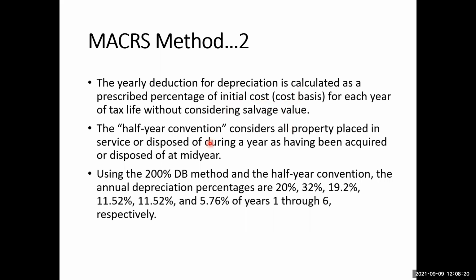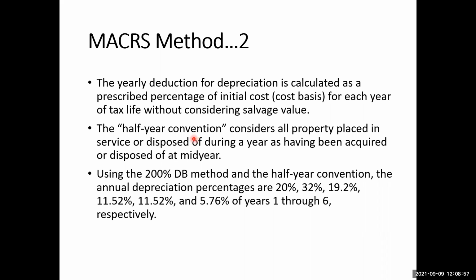The other surprise in this MACRS system is the half-year convention. That also makes this system different from the other systems we discussed previously: the sum of the years method, the straight line method, or the declining balance method. Over there, we did not talk about the half-year convention because those systems are the generic systems.